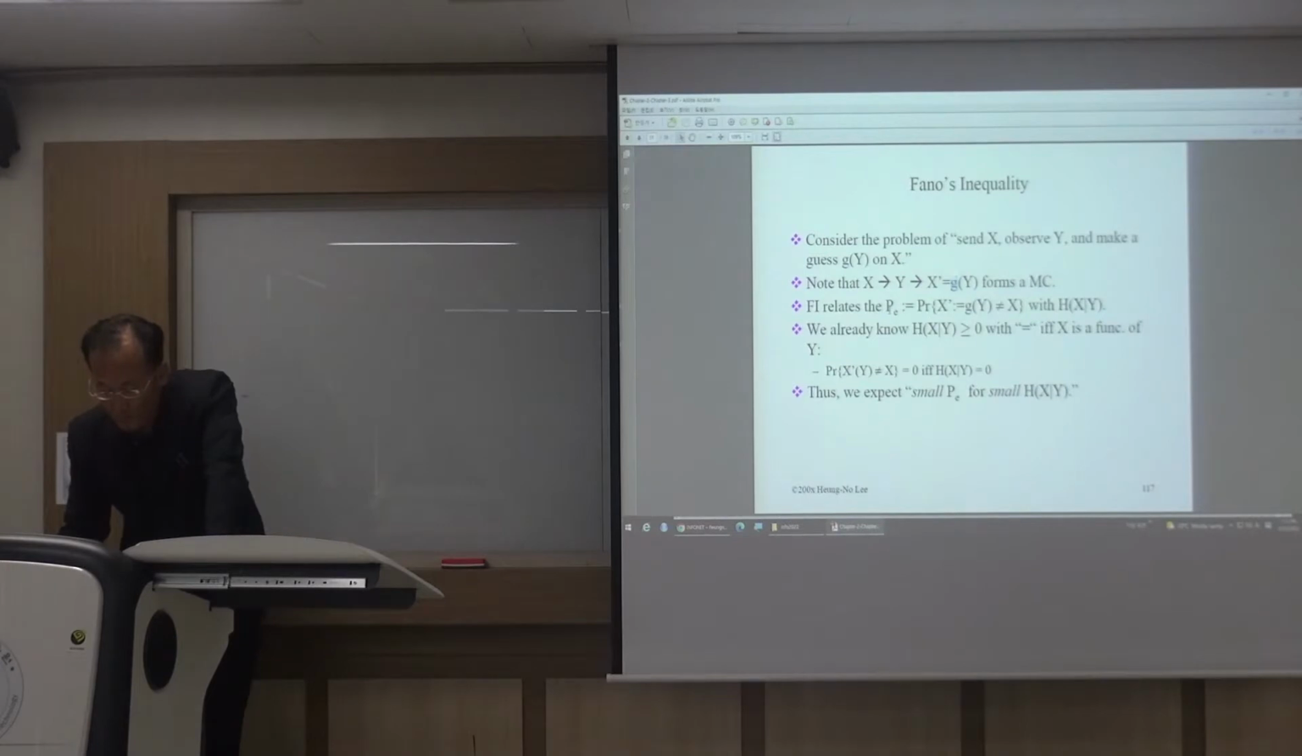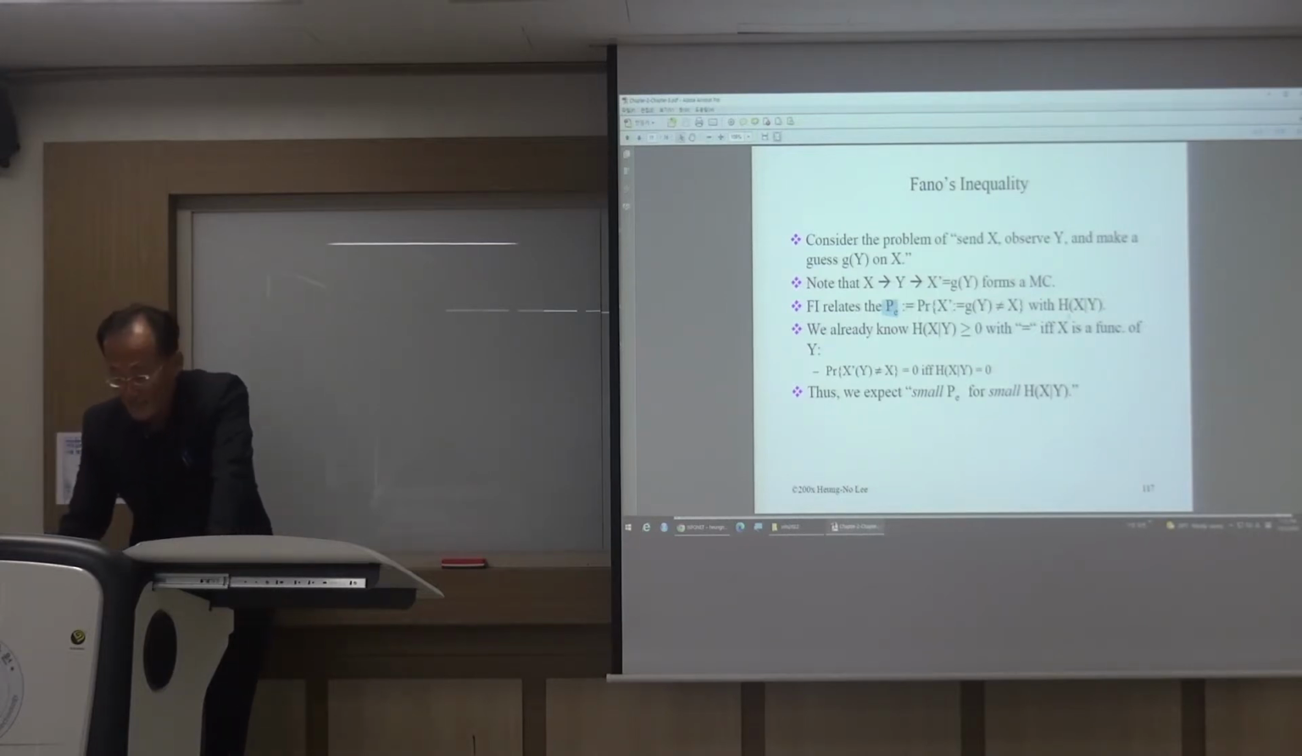So that bound, in this case, is related to Fano's inequality. So Fano's inequality here relates the probability of error, the probability that your guess is wrong, right? You make an inference about X, but oftentimes your guess is going to be wrong, right? And then you want to make this as small as possible, the probability of making error.